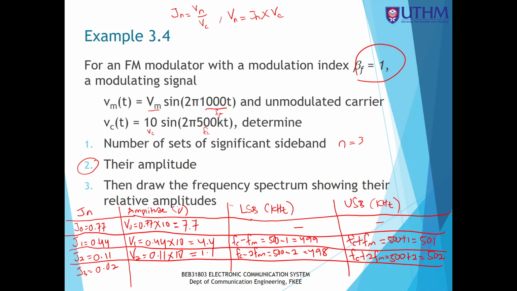Okay, then for the third sideband, the amplitude is equal to 0.02 multiplied with 10, so we get 0.2 volt. The third sideband is located at Fc minus 3Fm, which is 500k minus 3k, so we get 497 kilohertz.